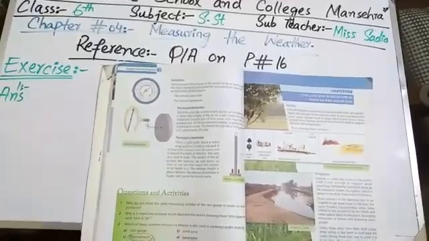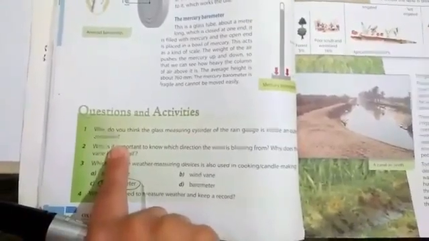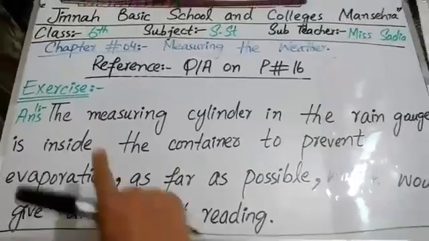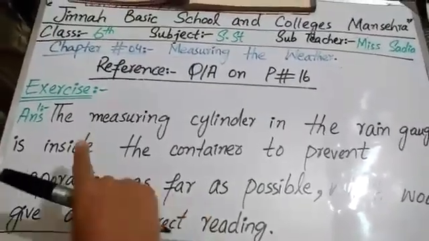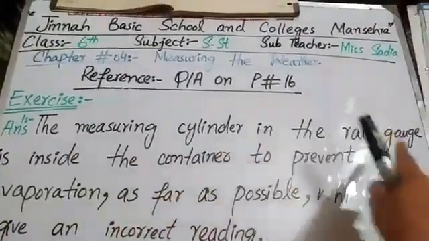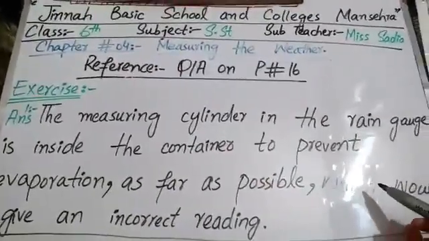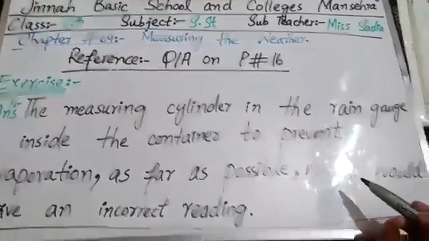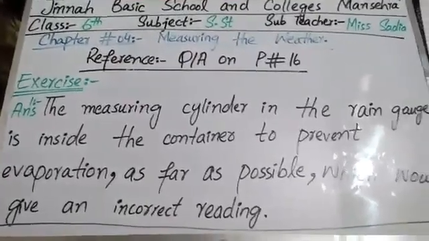So the first question is, why do you think the glass measuring cylinder of the rain gauge is inside an outer container? When we were talking about the measuring cylinder, I told you that the rain gauge is used to measure the amount of rainfall. So the answer is: the measuring cylinder in the rain gauge is inside the container to prevent evaporation as far as possible, which would give an incorrect reading.